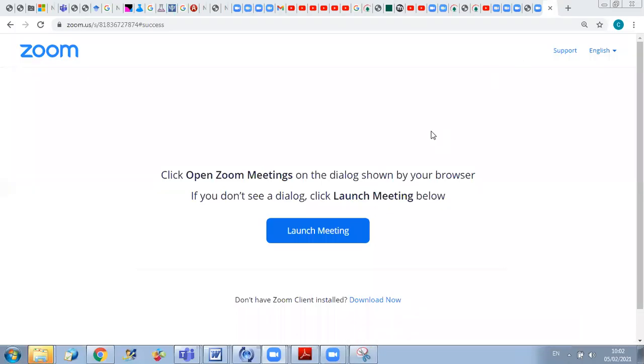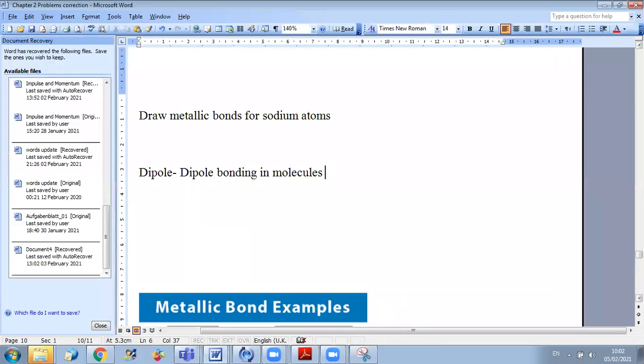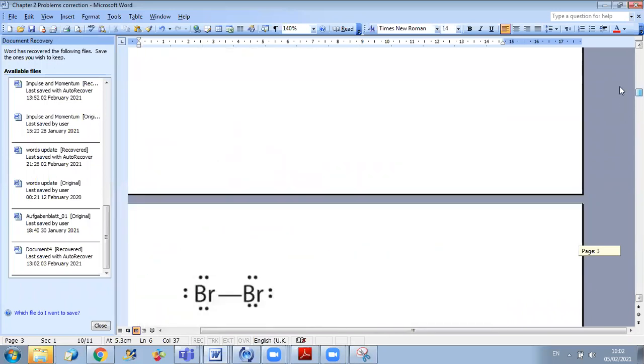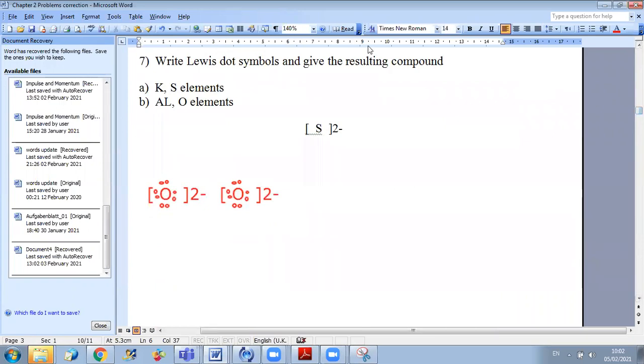So we will continue doing problems on chapter 2. We will start with this question. First, write the Lewis dot symbol and give the resulting compound for K and S elements first, and Al and O elements second. As a first step, we should go to the periodic table.